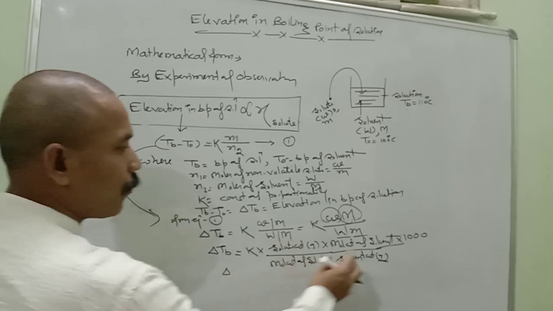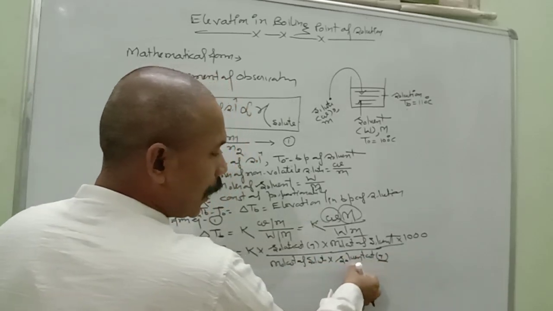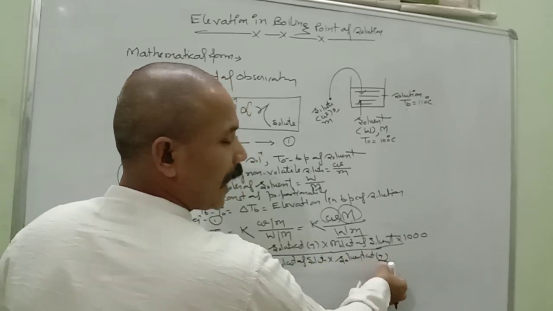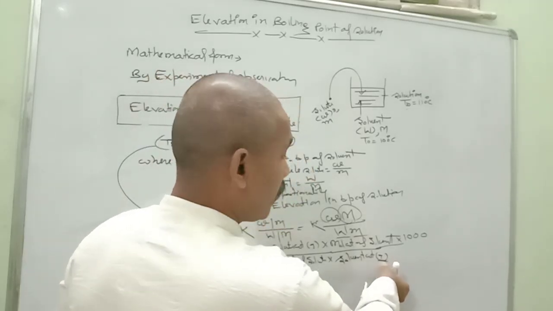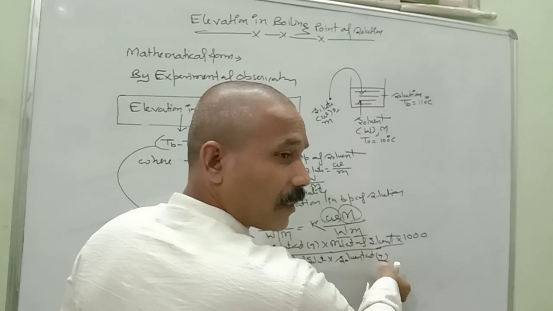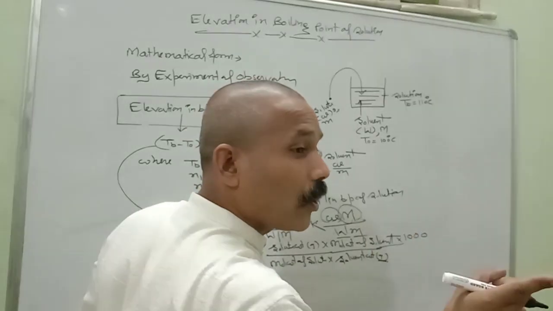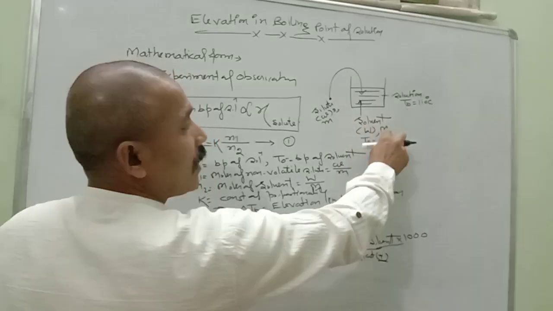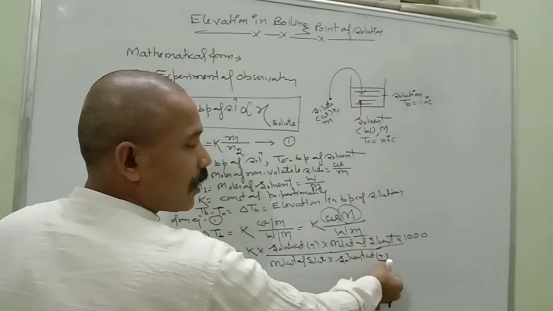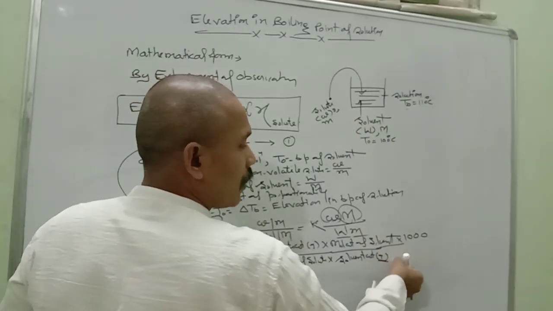So why is 1000 there? Because the weight of solvent is in gram, and as per the definition of molality, which we have already discussed in the first class of the chapter, molality is moles of solute dissolved in 1 kg of solvent. So solvent weight is in gram, that's why we have changed this into kg. That's why 1000 is there.